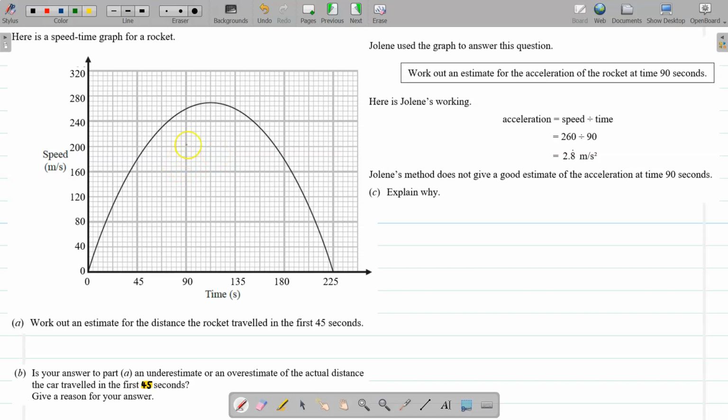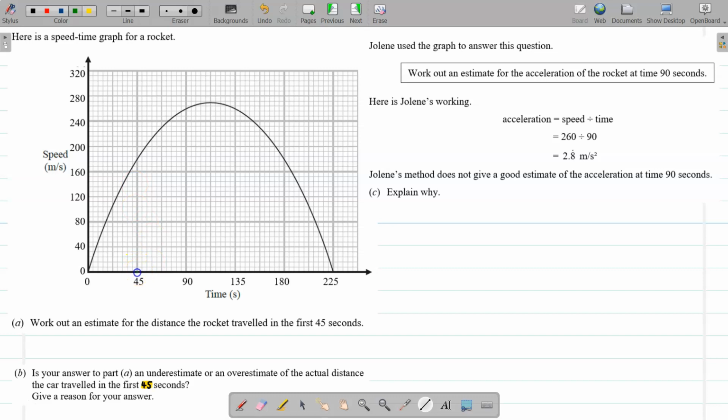Okay, this question is about a rocket, and this is a speed time graph. Okay, now the distance covered by the rocket is the area under the graph, and what we're interested in is the distance traveled in the first 45 seconds. Okay, so what we do is we estimate the area under the graph for the first 45 seconds. Well, it's easy to do.